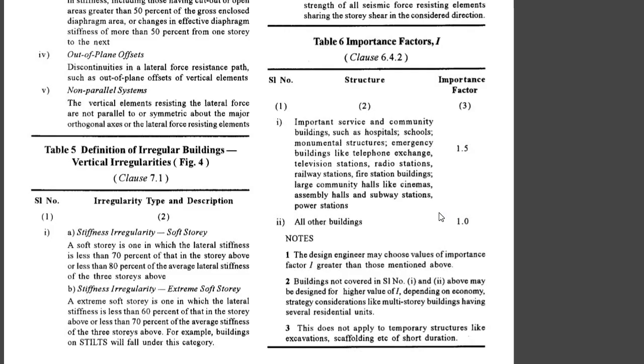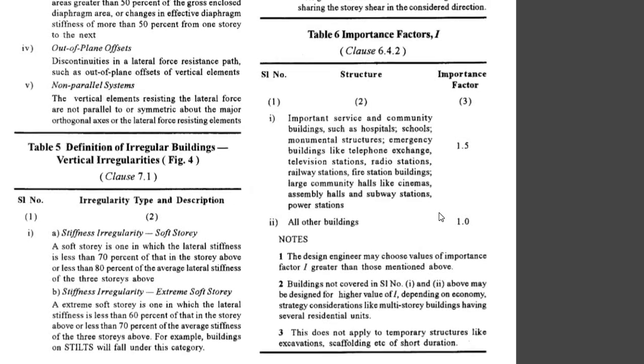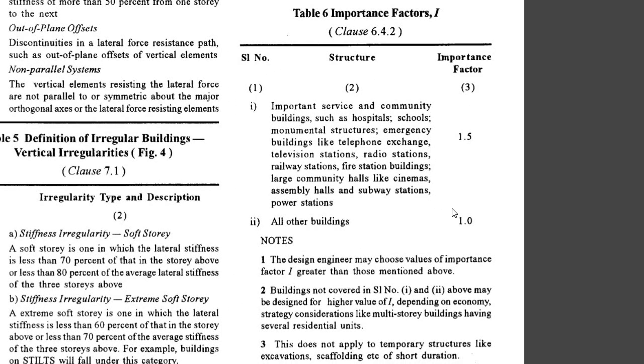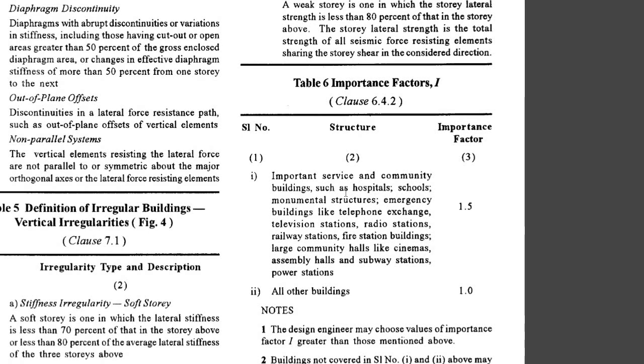Here, go to page 18 and refer to this table 6. So I guess you can clearly see here, table 6 is nothing but importance factor. In this we have first one and the second one. In first one we have a name of different buildings, that is you can see hospital, school, monumental structures, emergency buildings like telephone exchange.